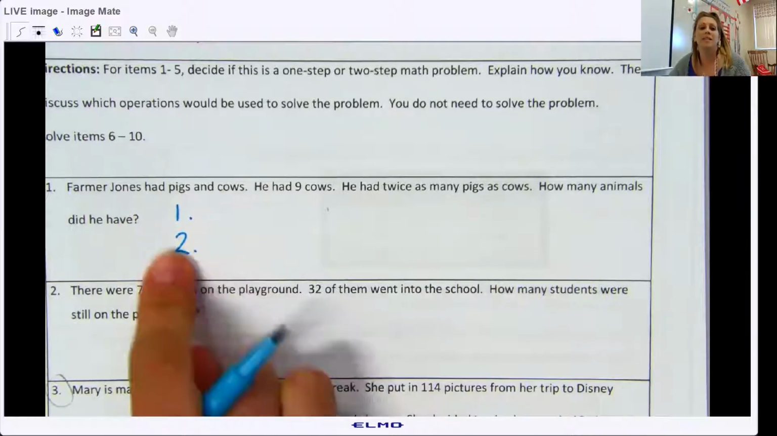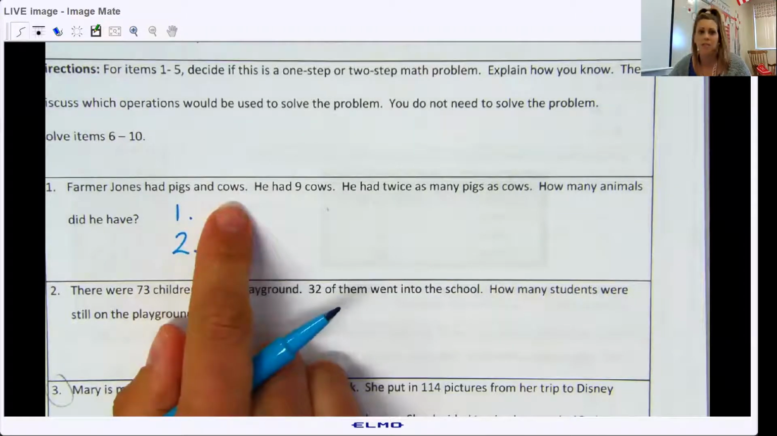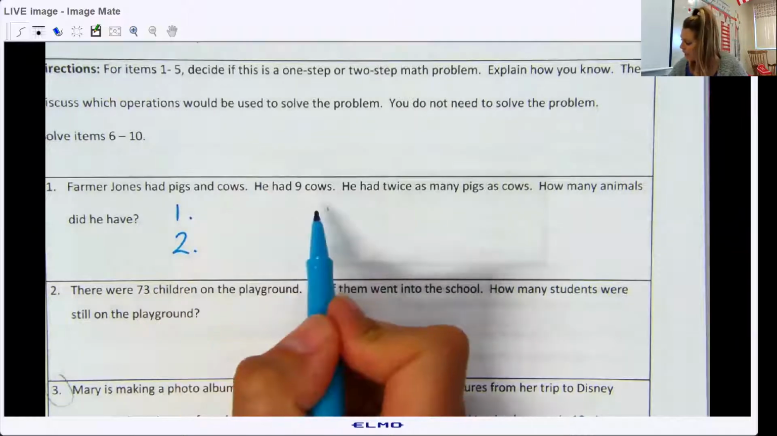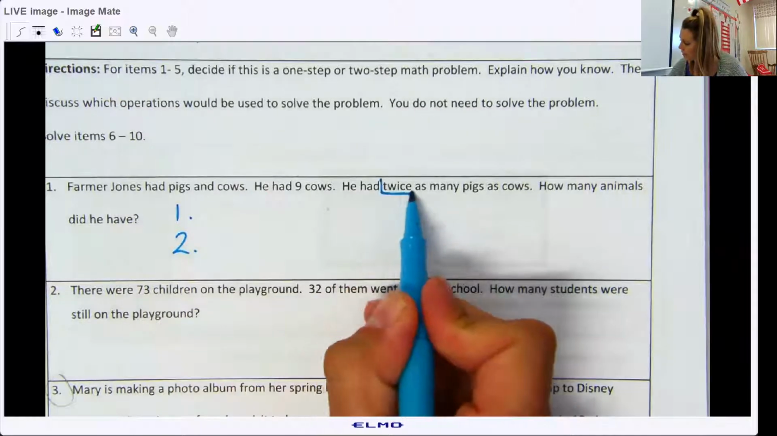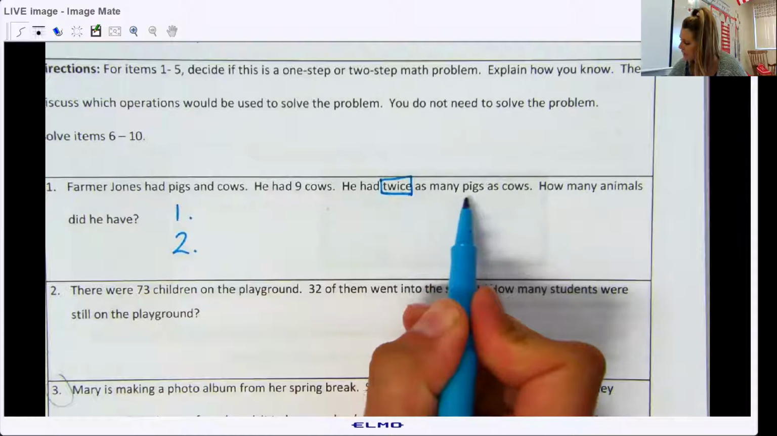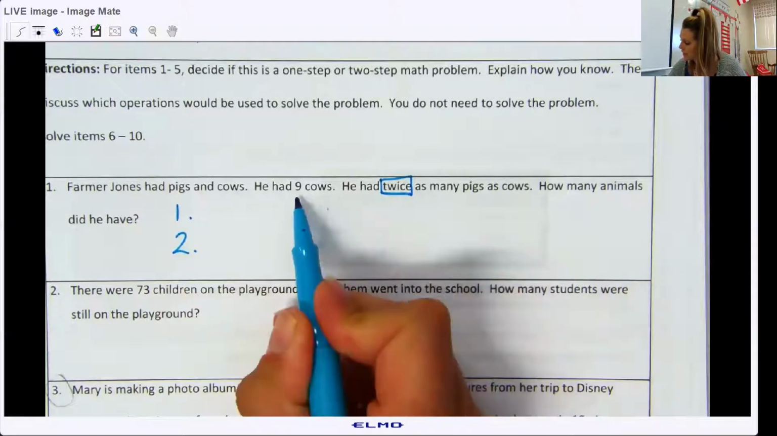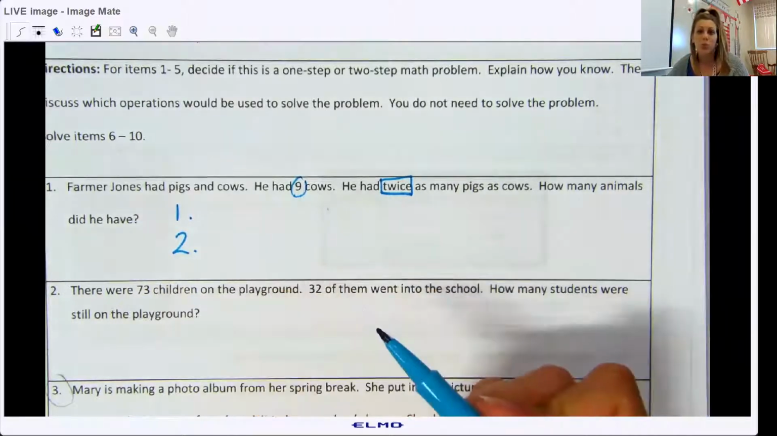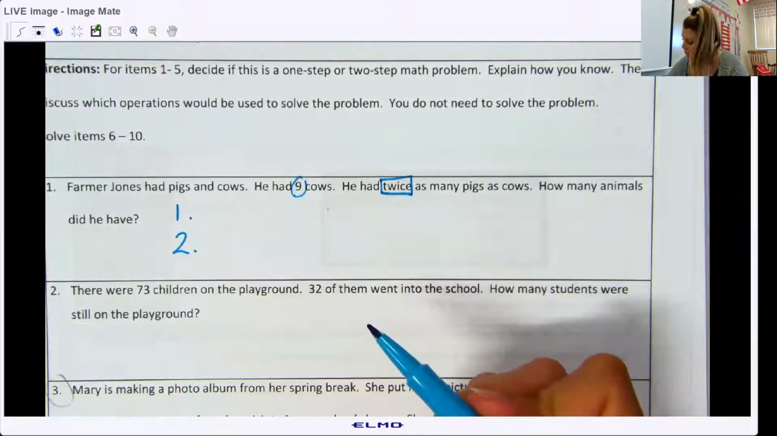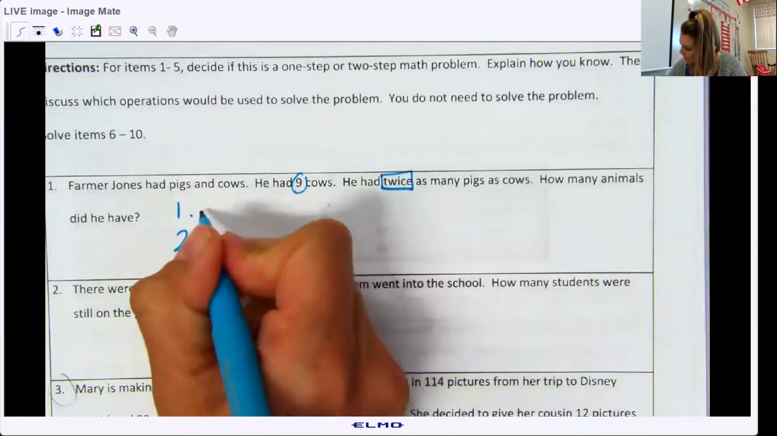All right, so then let's think about what's the first step. All right, well, we know he had cows. He had twice as many pigs as cows. He had 9 cows, sorry. Twice means what? Multiply times 2. So our first step is to multiply.